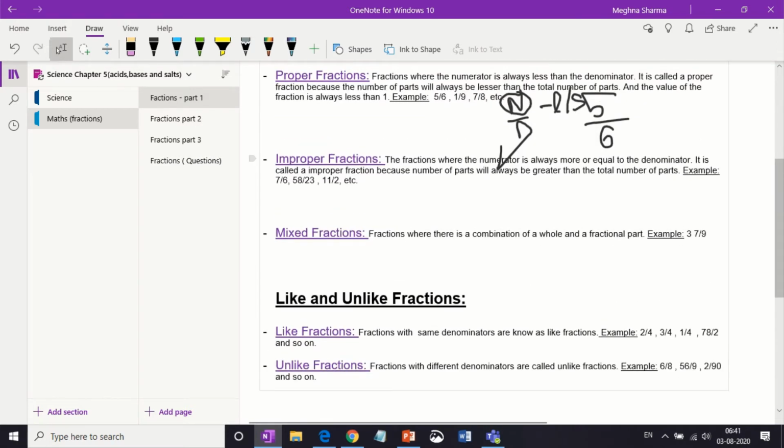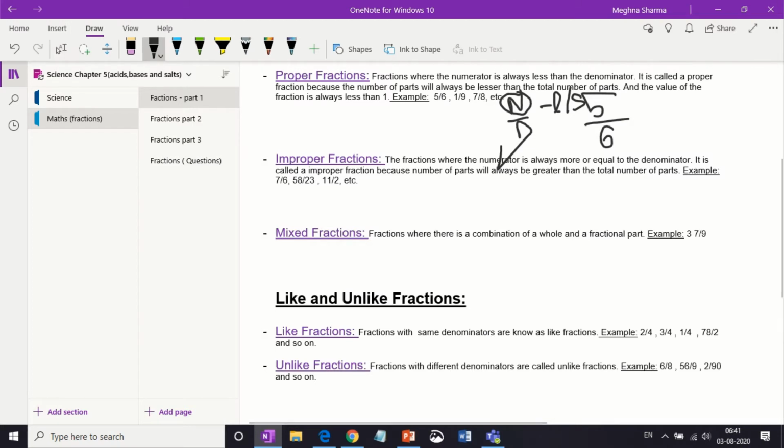Improper fractions. The fractions where the numerator is always more than or equal to the denominator are called improper fractions, because the number of parts will always be greater than the total number of parts. Example: 7 by 6, 58 by 23, 11 by 2, etc.